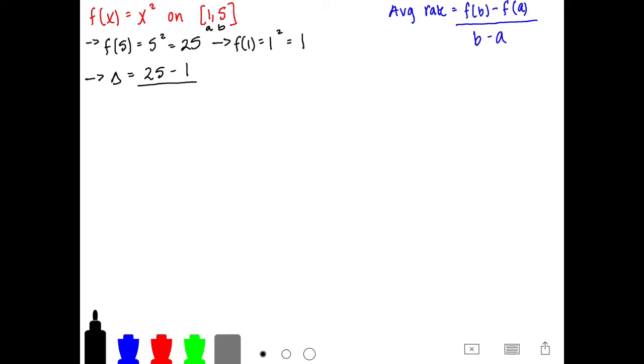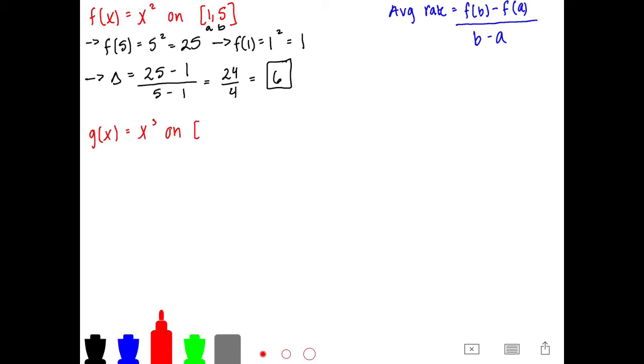I should have labeled my a and b just to make it easier for you to follow. Alright, 5 minus 1 equals 4, so 25 minus 1 is... made a mistake, sorry. 24 over 4, which equals 6. And that is your answer. Alright, next we have g of x equals x cubed on negative 4, 2. Same thing, you just plug in your a and b for x and then solve.